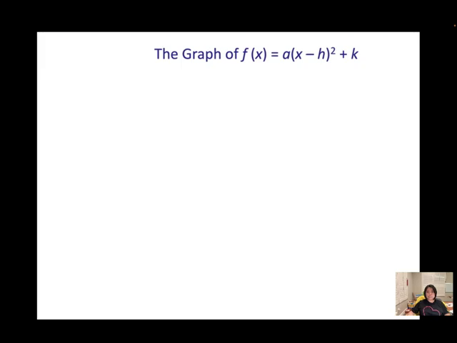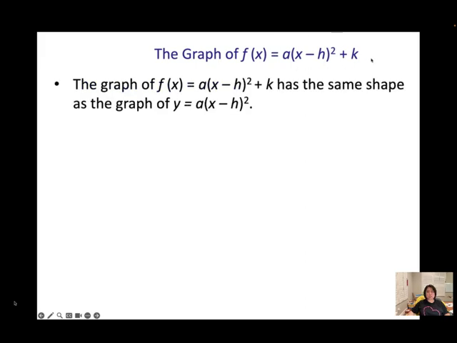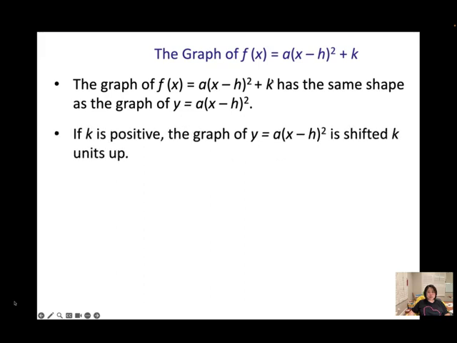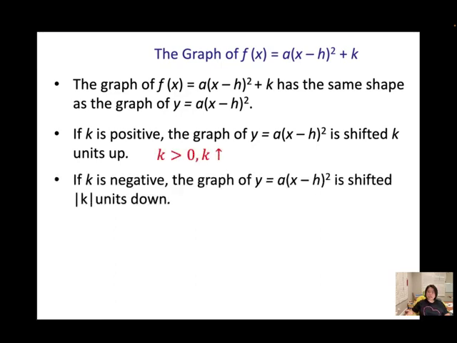Okay, one more. And this time we're going to add the k here. We just covered this part in the previous example. Right now, we're going to add the plus k. This has the same shape as the graph of y equal to a times (x minus h) squared. And when you add k here, when k is a positive number, you're going to shift k units upward. When k is negative, you're going to shift downward.